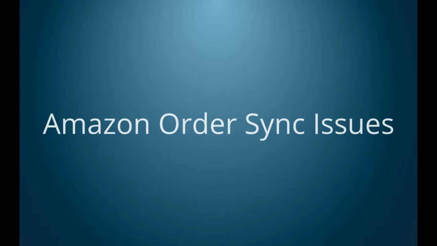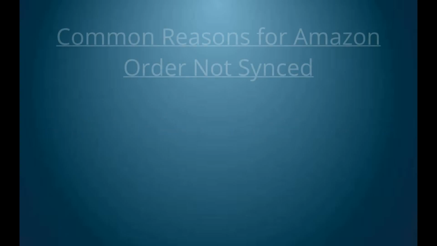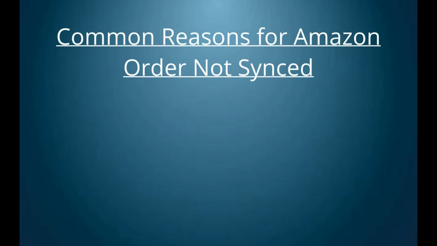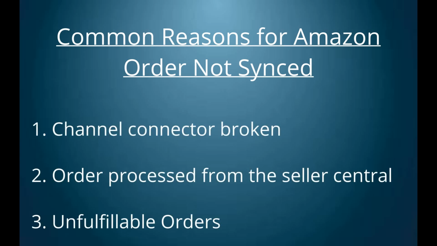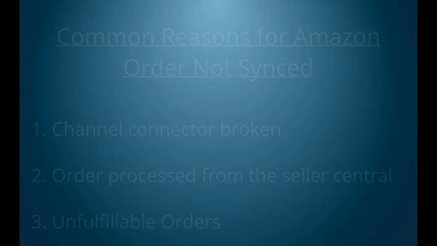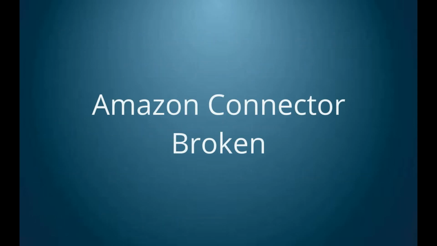Hello. In this video we will understand how to resolve the issues related to Amazon orders. Here are some of the common order-related issues. 1. Channel connector broken. 2. Order processed from the panel. 3. Unfulfillable orders.